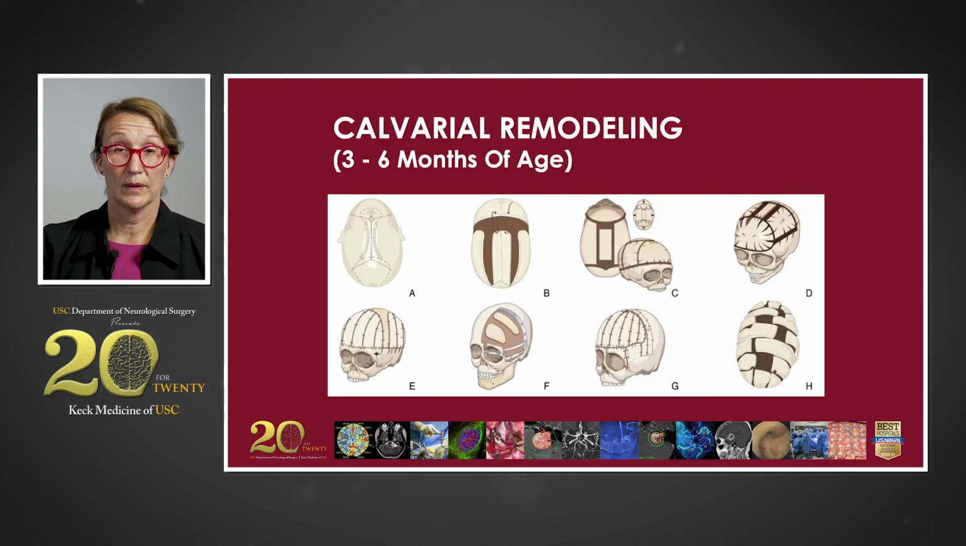The typical calvarial remodeling, which is typically performed at 3 to 6 months of age, has been described in a variety of methods. Depending on the shape of the skull, the frontal versus occipital bossing, and the degree of bitemporal narrowing, there are many different options for calvarial vault remodeling for treatment of sagittal synostosis that have been described over the years.